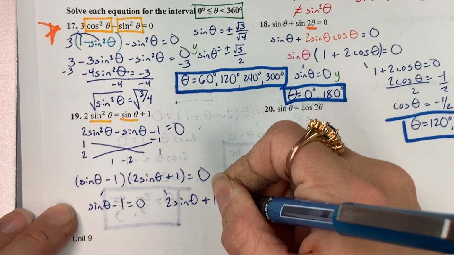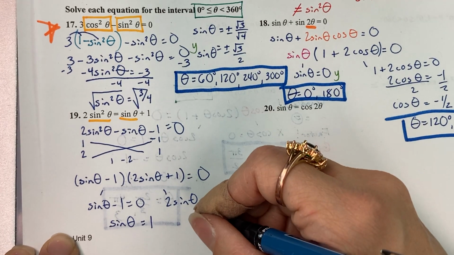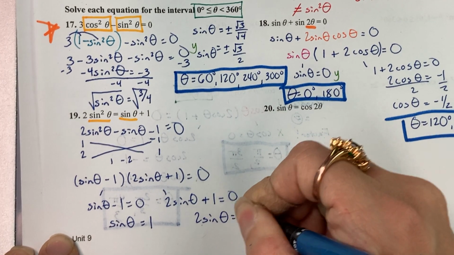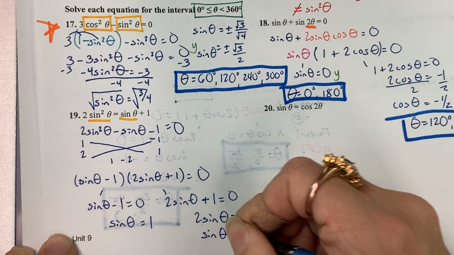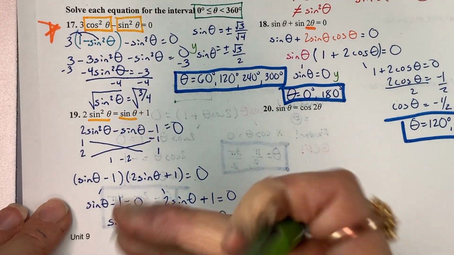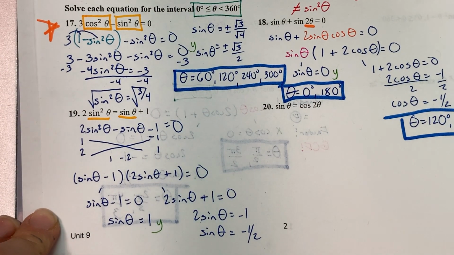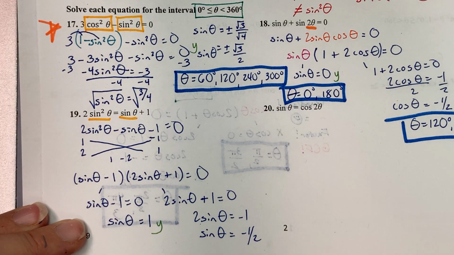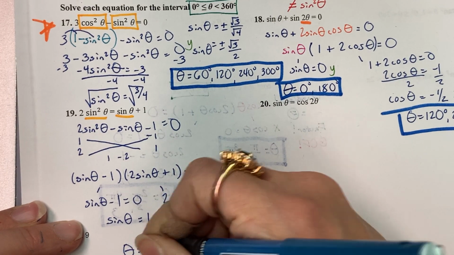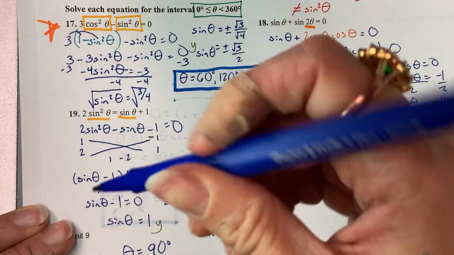plus 1 equals 0. So sine of theta equals 1. 2 sine theta equals negative 1. So sine theta equals negative 1/2. So we're looking for where my y value is equal to positive 1, which is only at 90 degrees. It's the only place where my y value is 1.